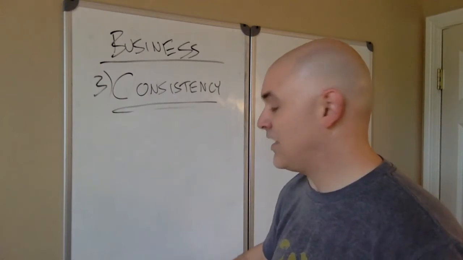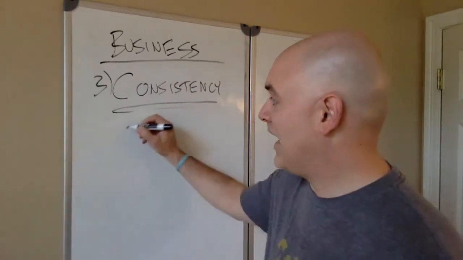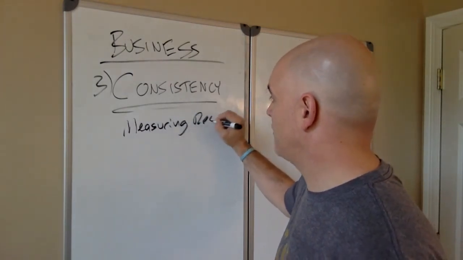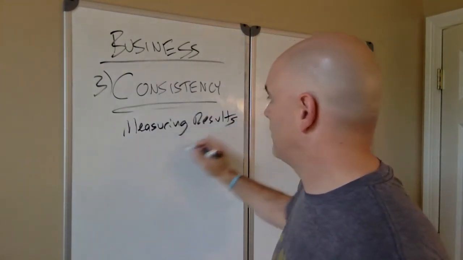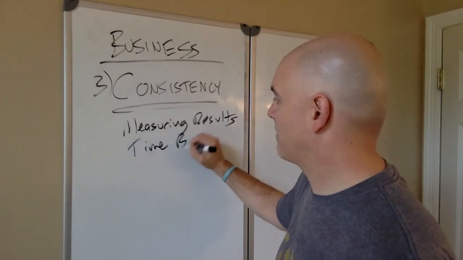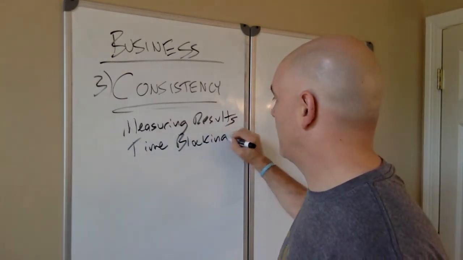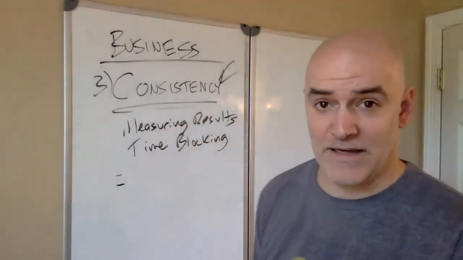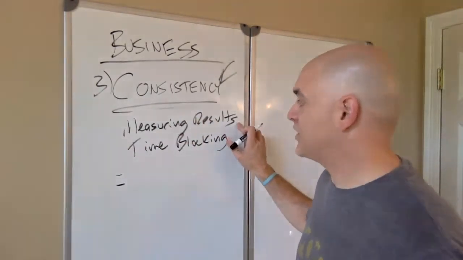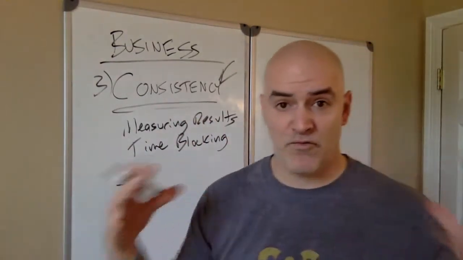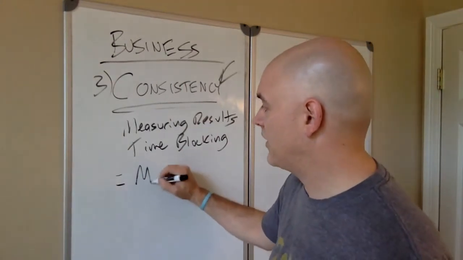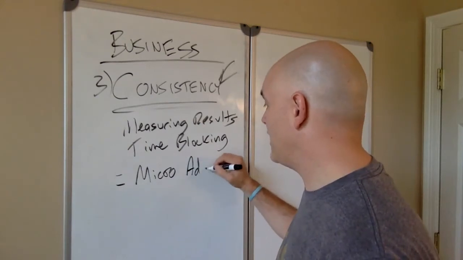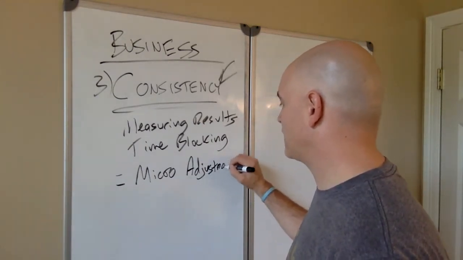And you do that by being consistent, because as you're measuring your results, you're time blocking, you're being consistent. What you can start doing with the data that you're getting, and this is important, you're measuring results, you're time blocking, you're being really consistent with your business. What you start doing is making little, what's called micro adjustments. Not major adjustments, but micro adjustments.